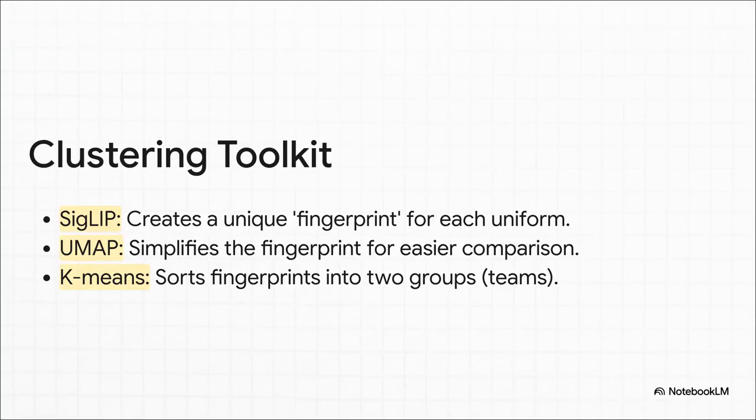Think of this as another little sub-team of 3 specialists. First, a model called SigLIP looks at a player's jersey and creates a unique mathematical fingerprint for it. Then, because that fingerprint is super complex, a second model called UMAP comes in and simplifies it, boiling it down to just the most important features. Finally, a classic algorithm called K-means takes all those simplified fingerprints and just sorts them into 2 piles. And boom, just like that, the AI has figured out the 2 teams.